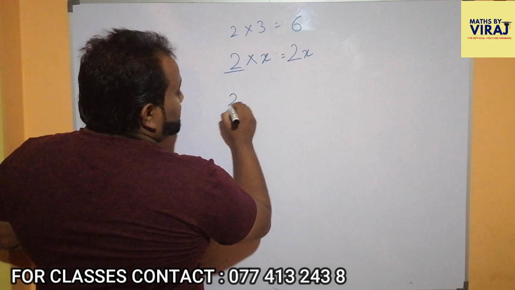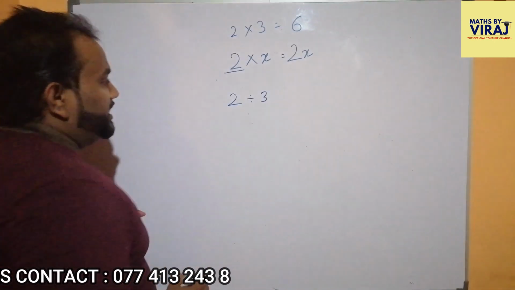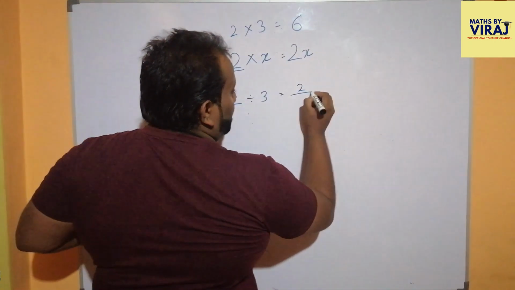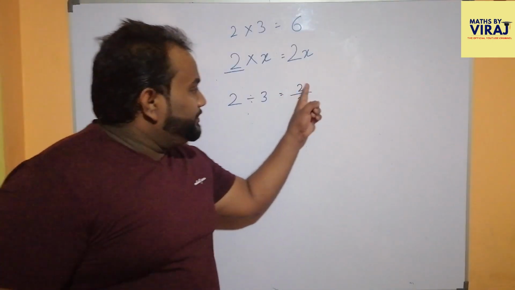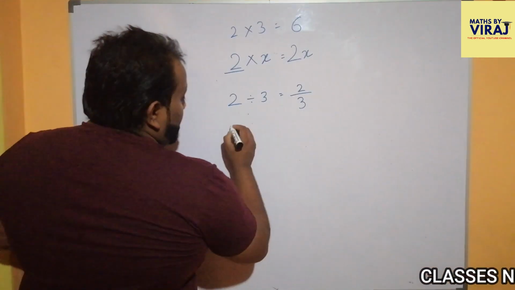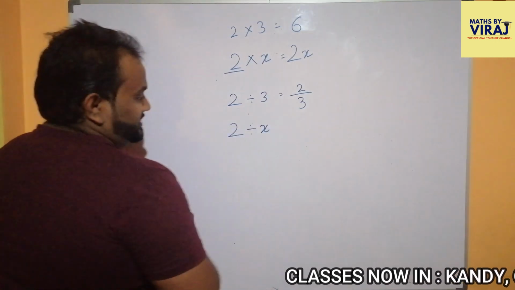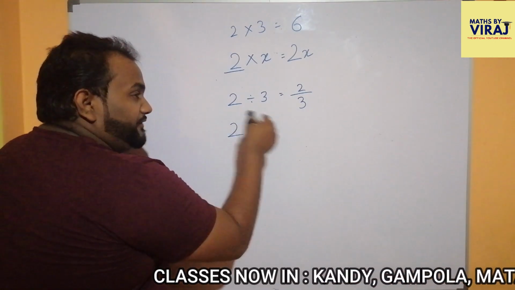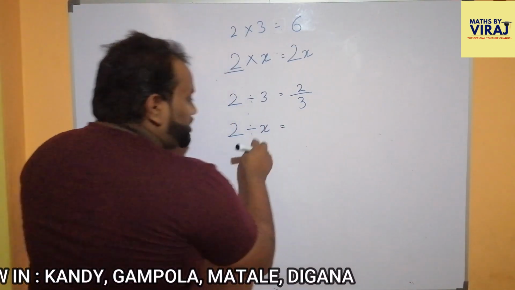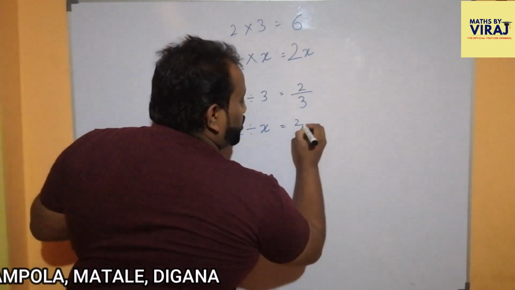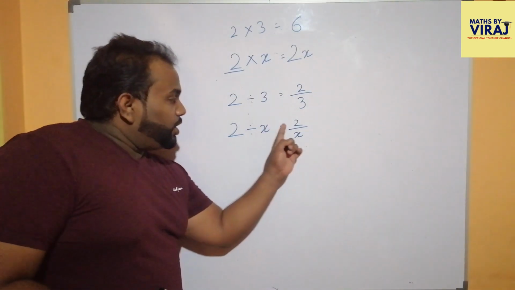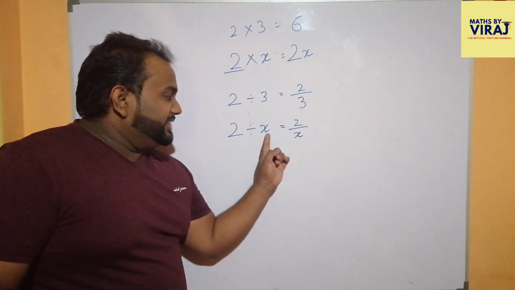Likewise, if 2 was to be divided by 3, we can write this in the form 2 upon 3, 2 as the numerator, 3 as the denominator. Similarly, if 2 was to be divided by x, now 2 is the number which is divided by the variable or the letter x, and this can also be written in the similar way, 2 over x.